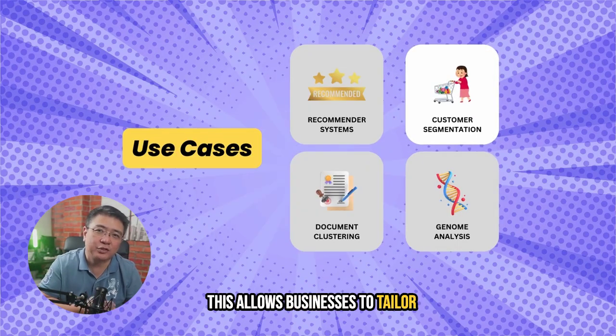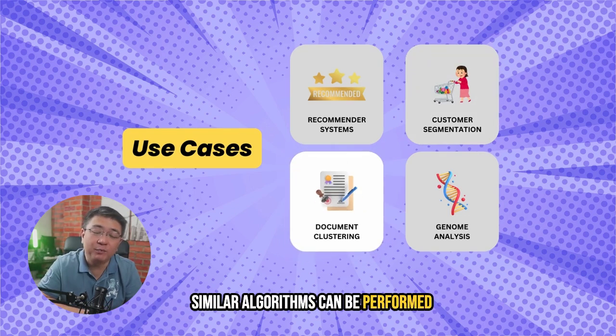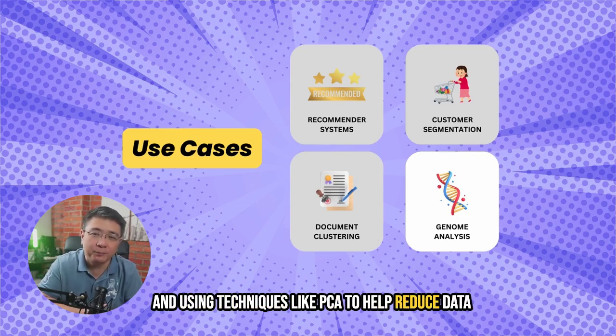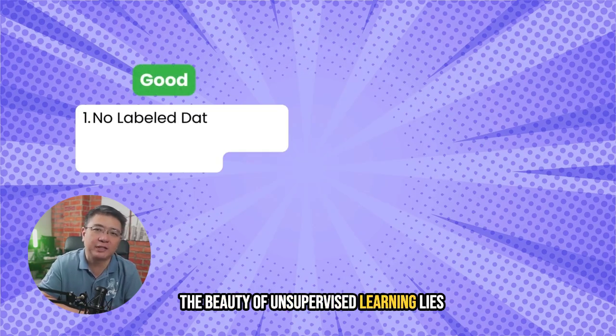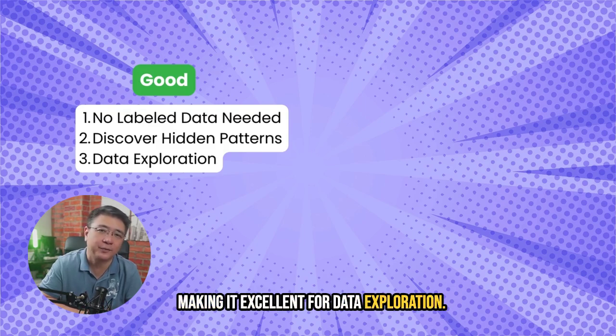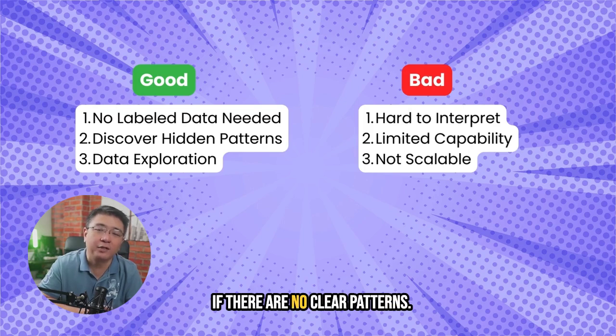This allows businesses to tailor marketing strategies based on the different customer segments, thereby improving customer satisfaction and sales. Similar algorithms can be performed for document clustering, so that you can group similar documents together. In genome analysis, learning can help identify patterns in genetic data to discover new biological insights, and using techniques like PCA to help reduce data complexity while preserving important patterns. The beauty of unsupervised learning lies in its ability to discover hidden patterns, making it excellent for data exploration. However, results can be hard to interpret, and it might not work well if there are no clear patterns.